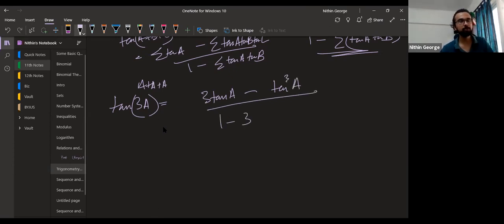1 minus what? The sum taken 2 at a time, which is tan A tan A plus tan A tan A plus tan A tan A. That's the idea. This plus this, and this plus this, so you get 3 tan square A. This is where this formula comes from.